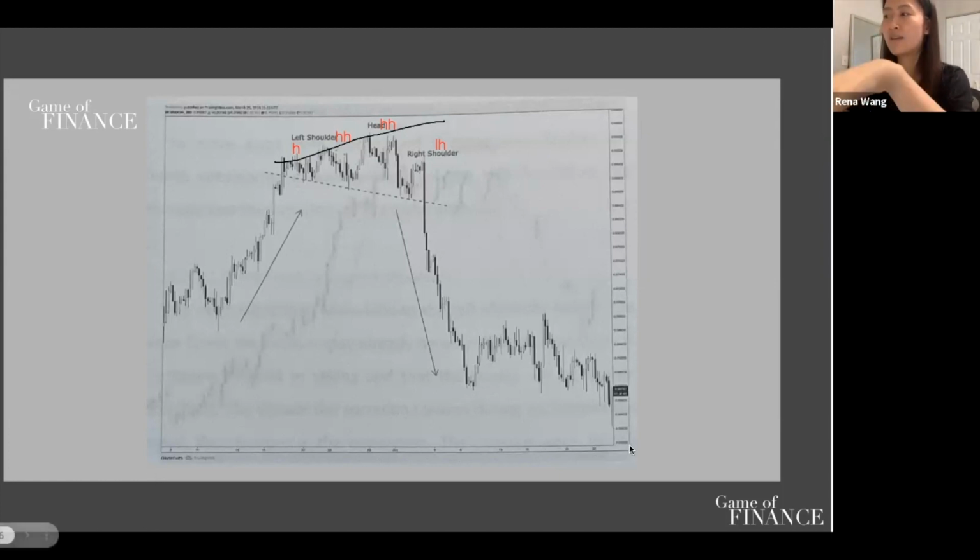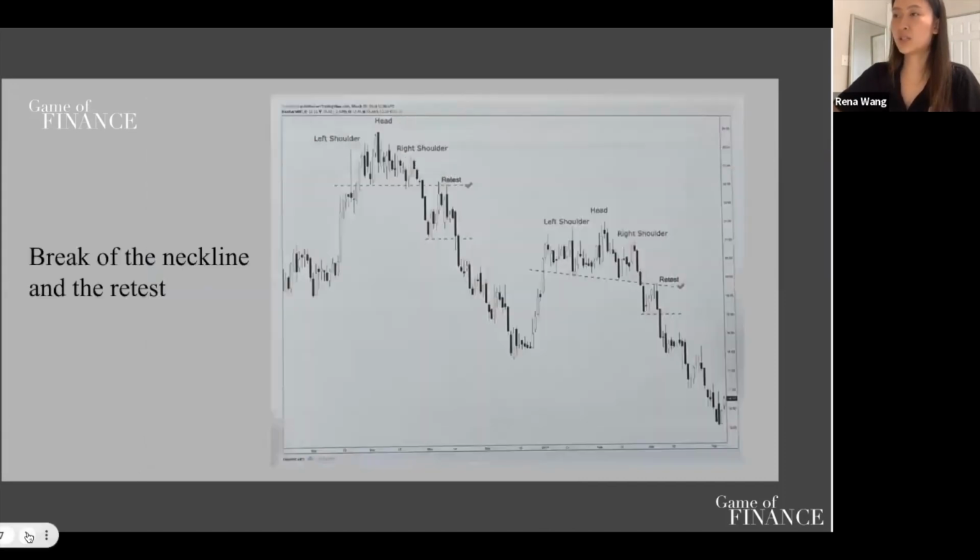All right, so the next component. Now that we have an understanding of these different variations of head and shoulders that may appear, with the ratio of the head and shoulders, let me clear the page. We are going to move on to the next component of head and shoulders, which is the break of the neckline and retest.